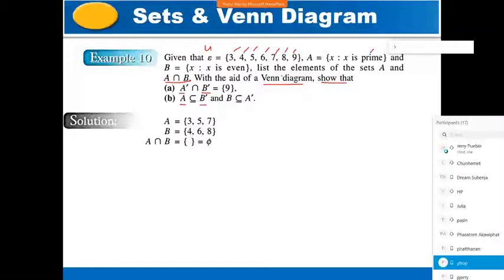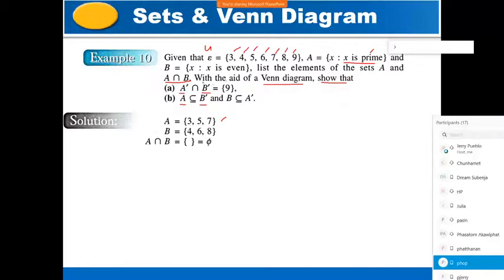Okay, first we will define what is set A. Set A here is the prime numbers. What are the prime numbers here? Start with 3, 5, 7. 9 is not a prime number because it has a factor of 3 times 3. Which numbers have factors of only 1 and themselves? 3, 5, 7. Okay, this is the set of prime numbers.